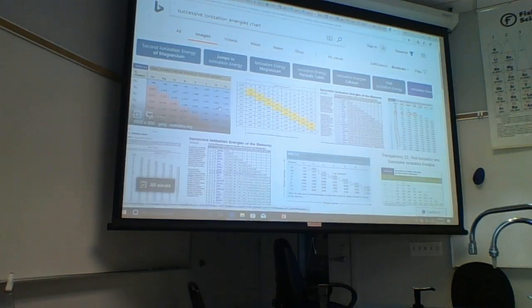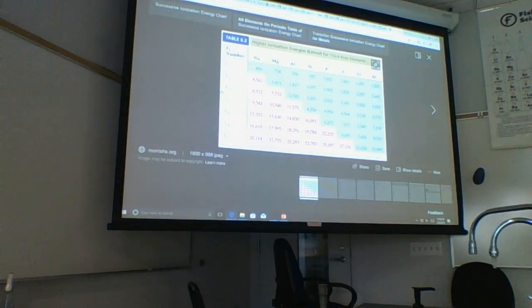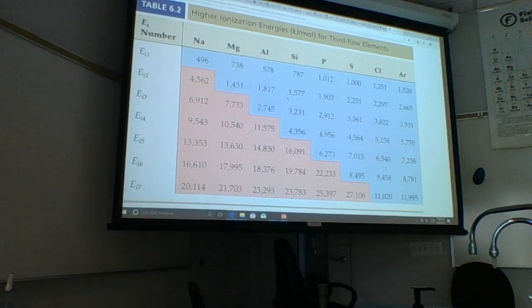So the ionization energies vary from about 400 to, what did I say? 400 to about 2,500. Keep that in mind. The 2,500 was the highest, right? But what we just looked at was what's called the first ionization energy. It's to remove the first electron off there.